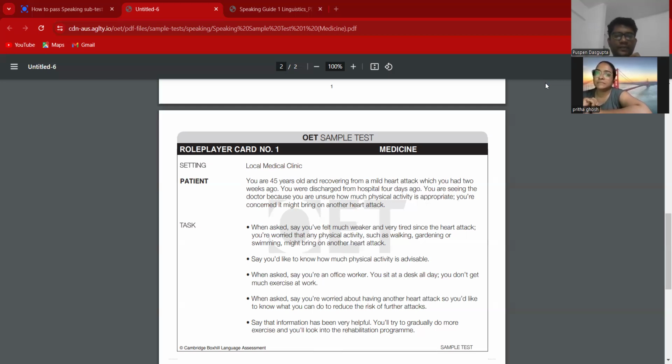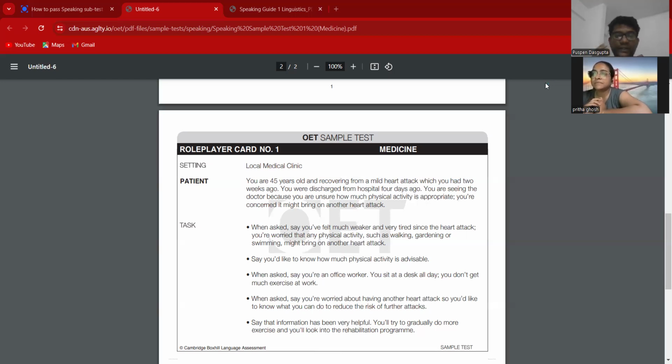The speaking task, as you can see on the screen, has a setting. This setting here is a local medical clinic. There is a scenario. In this scenario, there is a 45-year-old patient who is recovering from a mild heart attack, which the patient had 2 weeks ago. He was discharged from hospital 4 days ago. You are seeing the doctor because you are unsure how much physical activity is appropriate. You are concerned it might bring on another heart attack. So this is the scenario.